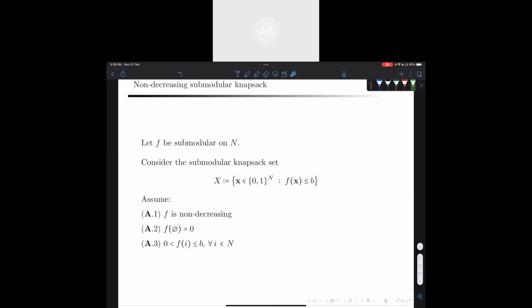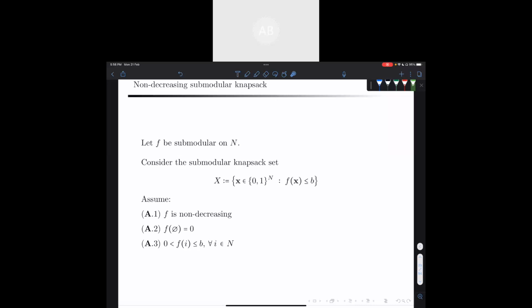Imagine that you have a submodular function on a finite index set. Let f be submodular on N, and consider a submodular knapsack set, which we all know how to define: f of x less than or equal to b, x belonging to {0,1}^n. Now imagine that f is non-decreasing, and f is full dimensional, or X is full dimensional.